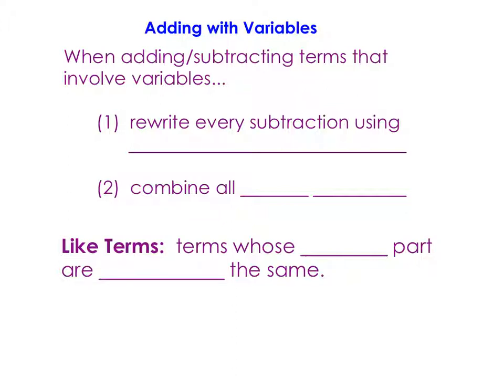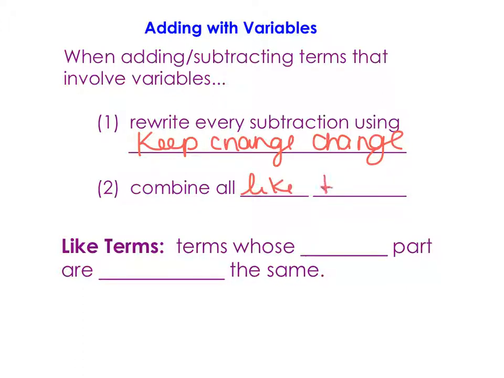So a couple of formal notes here. When we are adding and subtracting terms that involve variables, the first thing that we want to do is rewrite every subtraction using keep, change, change. Turn it into addition. Make your life easier. Then, after we've used keep, change, change, we want to combine all like terms together.